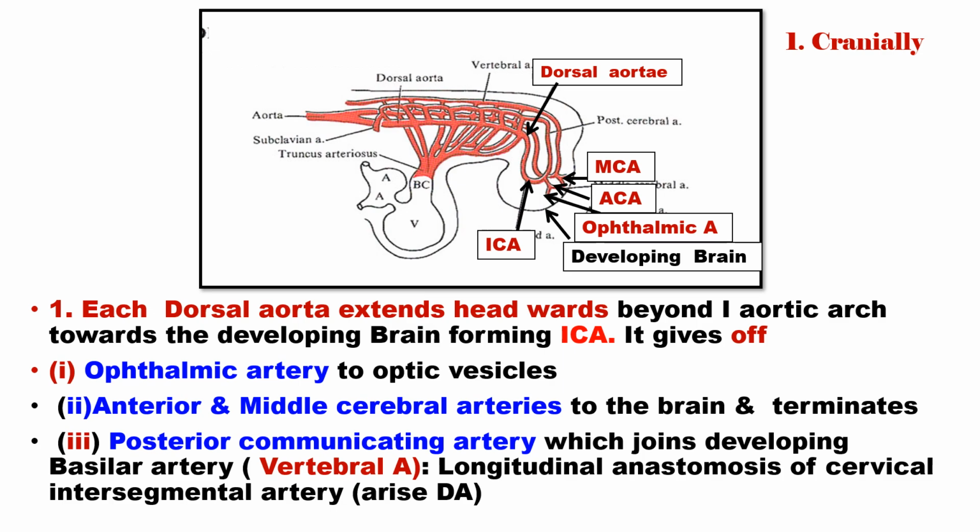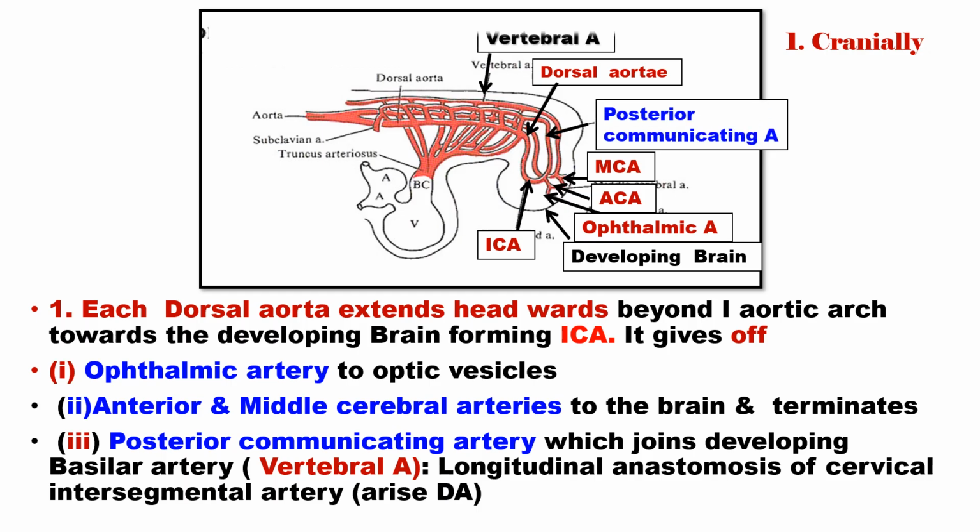arteries to the brain, which take part in forming the circle of Willis, and it finally terminates as the posterior communicating artery, which joins the developing vertebral artery, which finally forms the basilar artery to join the posterior communicating artery. The vertebral artery is finally formed by the longitudinal anastomosis of the cervical intersegmental arteries which arise from the dorsal aorta.